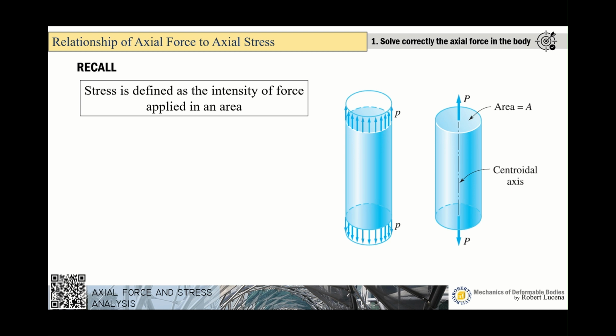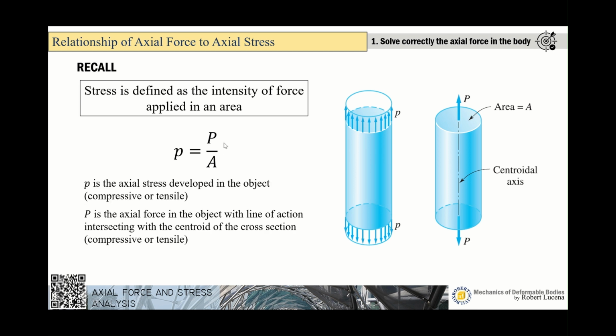Let us recall first what is stress. So stress is actually defined as the intensity of force applied in an area. And it is defined by the equation presented in your screen, that is σ is equal to capital P over A, where this is the force and this is the cross-section, the area where P is applied, and this one is the stress.